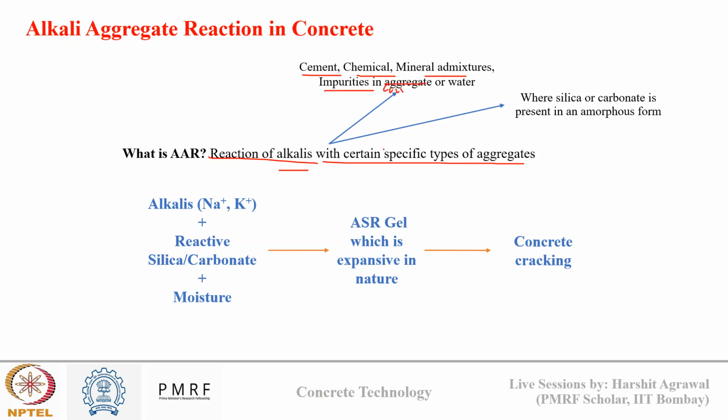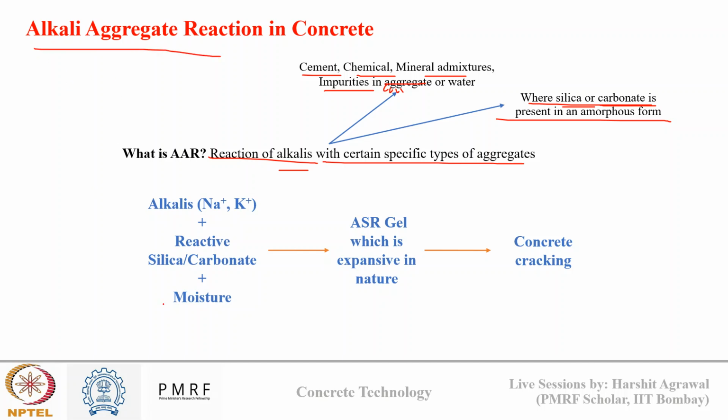Okay, and silica is coming from aggregates which are present in amorphous form. So we generally say that we need aggregates which are inert in nature. However, if my aggregates are not inert in nature, if they have some reactive silica or reactive carbonate phase present, those reactive phases can react with the alkalis present in the cement paste system and give rise to alkali aggregate reaction.